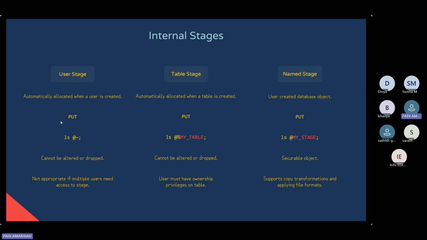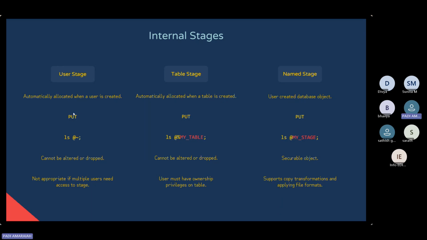Let's say, as I told, when we use internal stages, your file is there in your local computer, correct? Then what you have to do is take the file in your local computer and put that file into the internal stage location. At that time, we will use the command called PUT command. So in Snowflake, if you want to upload files which are present in a local computer to a Snowflake internal stage, we will use the PUT command.